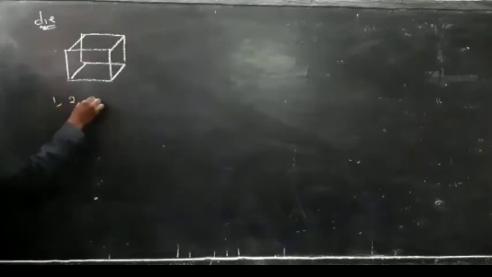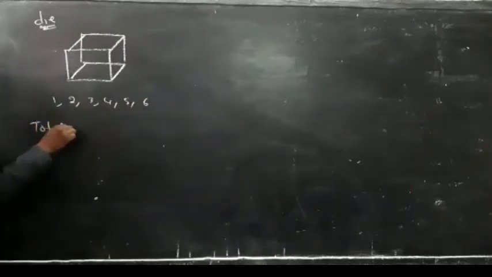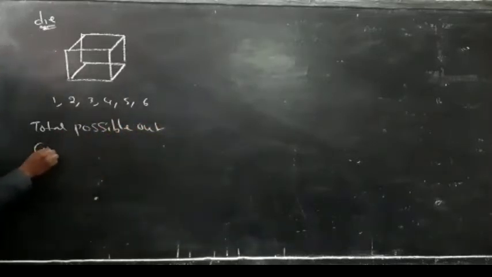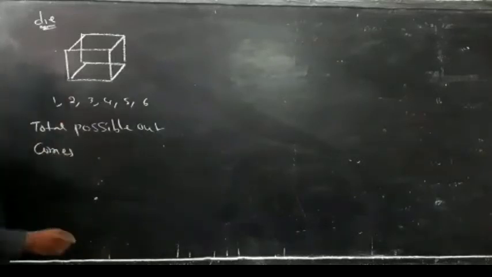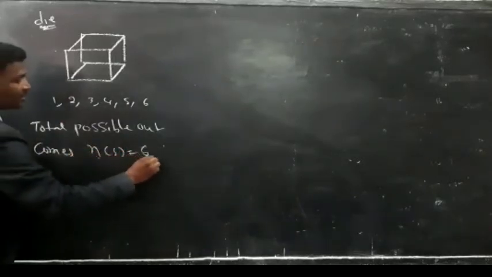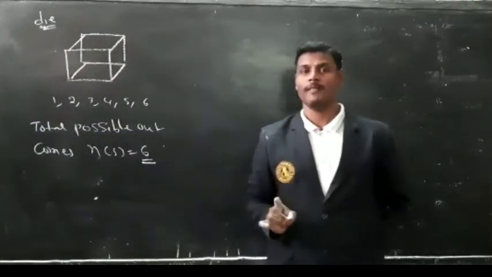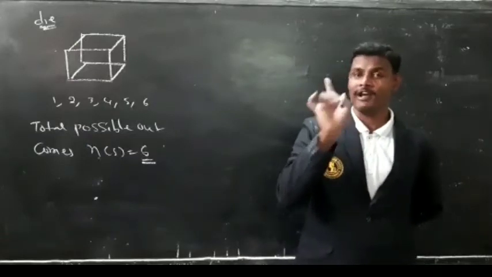Here a die has 6 faces. So the numbers on the 6 faces are 1, 2, 3, 4, 5 and 6. So total possible outcomes when one die is rolled, that is nothing but n of S is equal to 6. So there are 6 possible outcomes when one die is rolled. Now I am going to explain problems on one die.